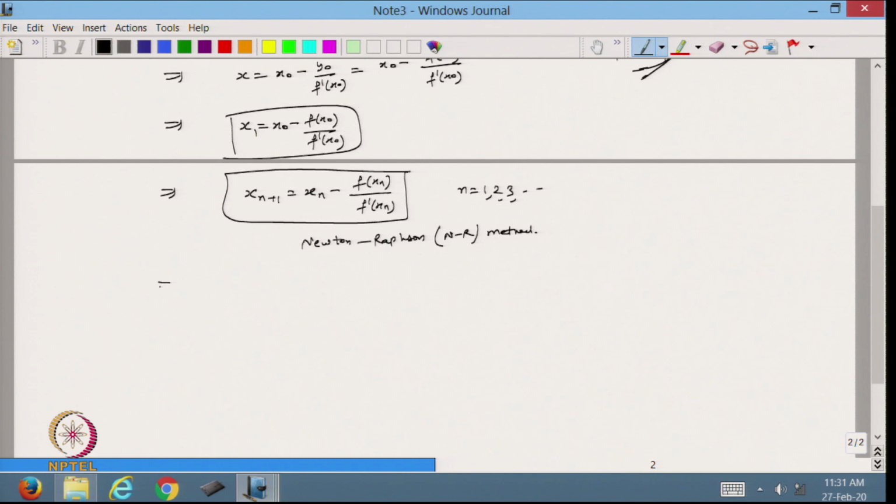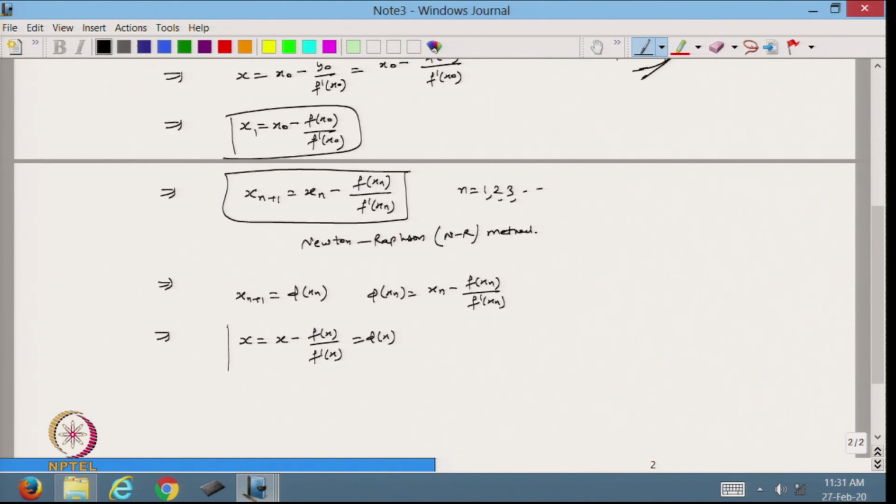Now this method can be written as x n plus 1 equal to phi of x n, where phi of x n is x n minus f of x n divided by f dash x n. So this method is similar to the fixed point iterative method. In the fixed point method I can write this as x equal to x minus f of x divided by f dash of x. That is my phi of x.